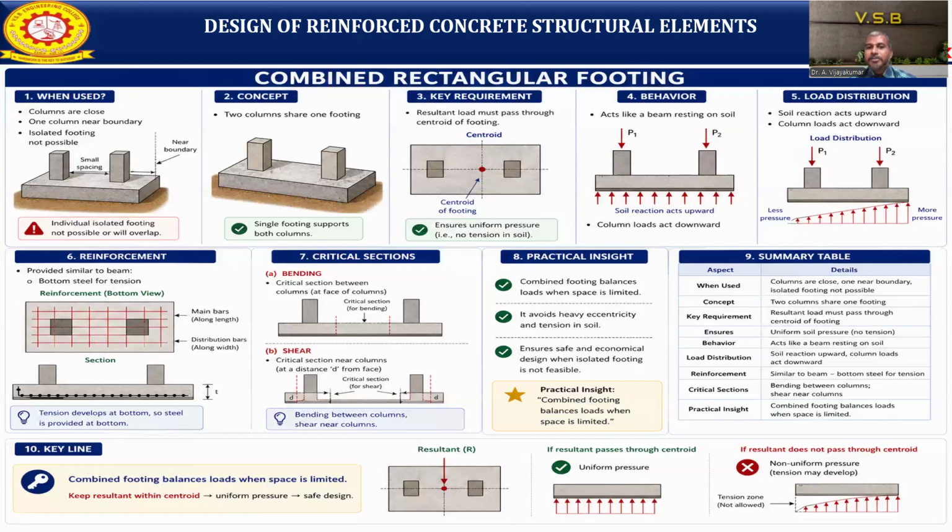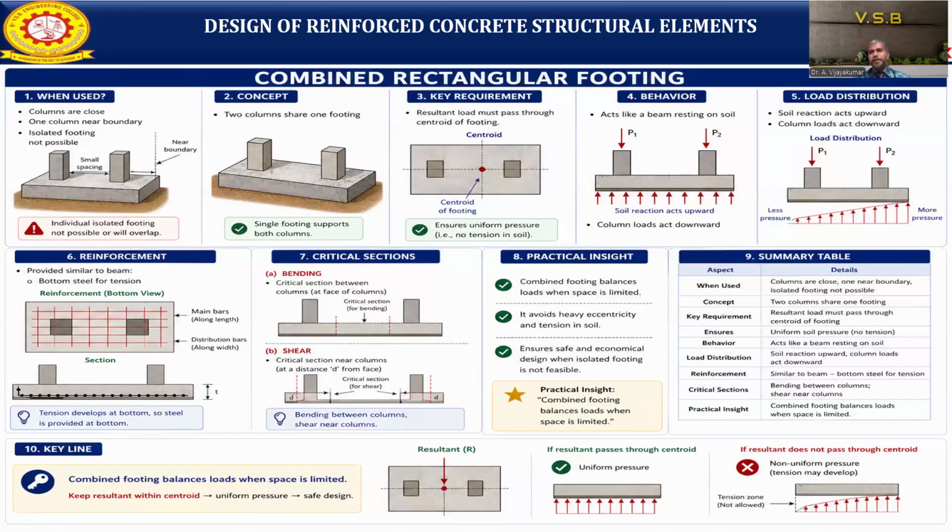So combined footing is for a balanced load where space is limited. We should avoid heavy eccentricity, and we need to avoid tension on one side, to ensure a safe and economical design. When an isolated footing is not possible, we can go for a combined footing, when the load is balanced and the space is limited. So what we understand is, when the columns are close together or near the boundary and an isolated footing is not possible, we can go for the combined footing.